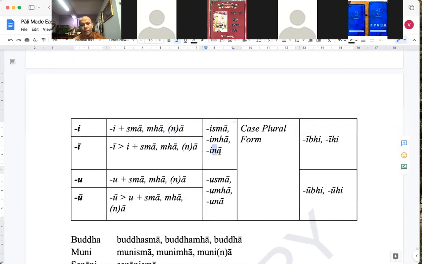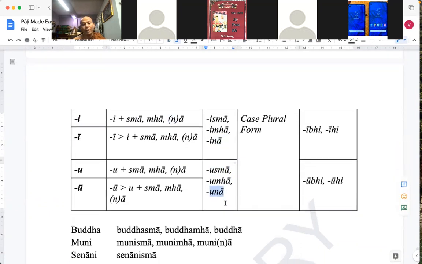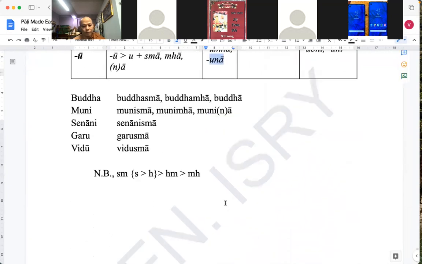So the last one is exactly the same as the instrumental, muni na. So muni sama, muni ma, and muni na. In the same way, senani sama, senani ma, senani na, and garu sama, garu ma, and garu na. You see? That is one.